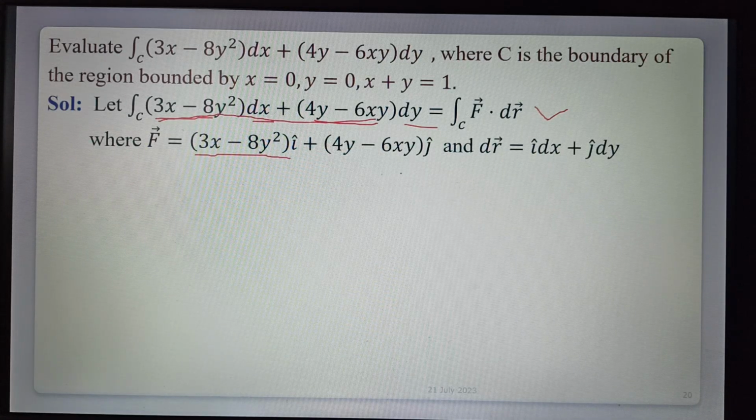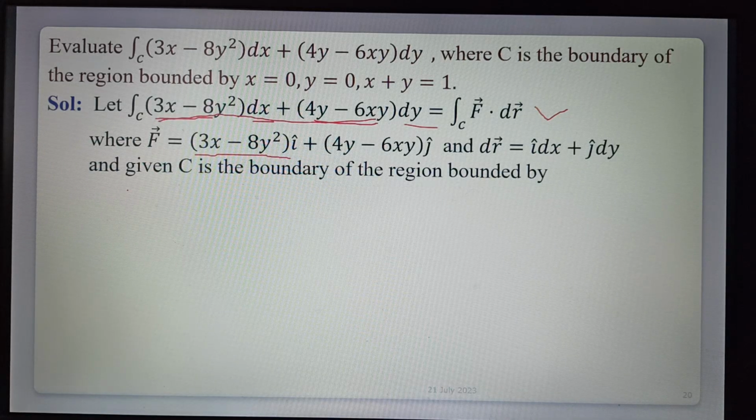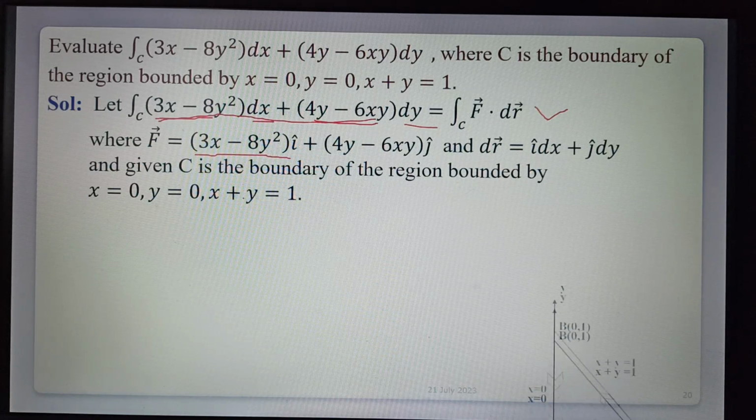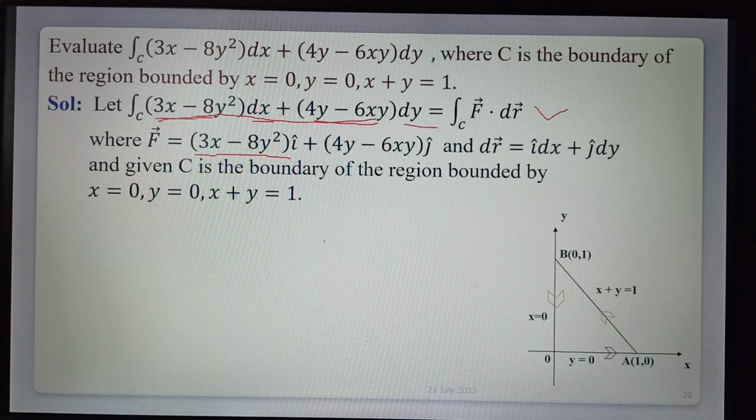Okay, so this is a given vector field, and given C is the boundary of the region bounded by x is equal to 0, y is equal to 0, x plus y is equal to 1. That is equal to the given graph here. See the x axis and the y axis. This is x is equal to 0, the y axis, y is equal to 0, the x axis. This is the origin. So this line is x plus y is equal to 1.